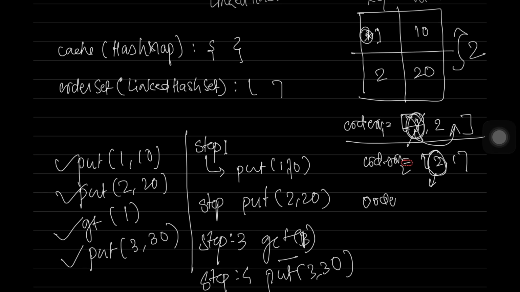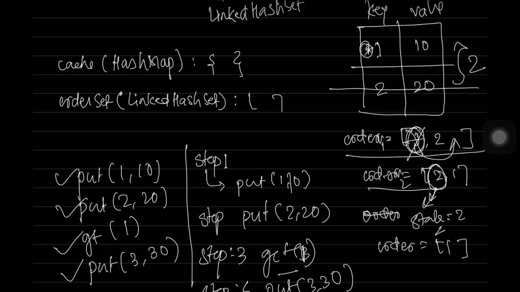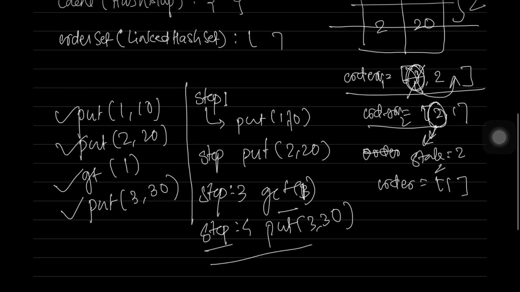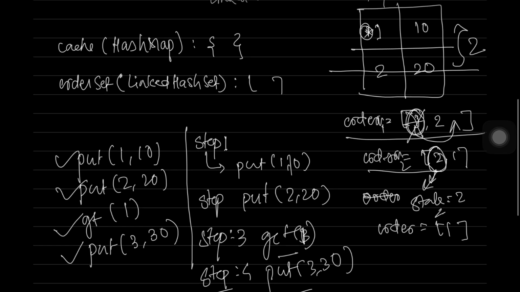So we get the stale key as 2. We go to the order set and remove it from the order set, so the order set will be like this. Also, from the cache we need to get rid of this, so we remove the 2 too. Once that is done, we add 3 into the cache as key 3 and value 30. Along with that, we update the order set as 1 comma 3. That's it.